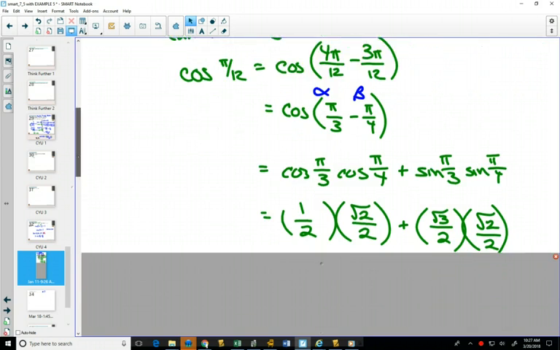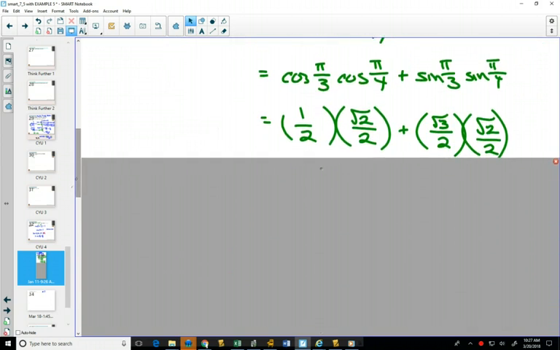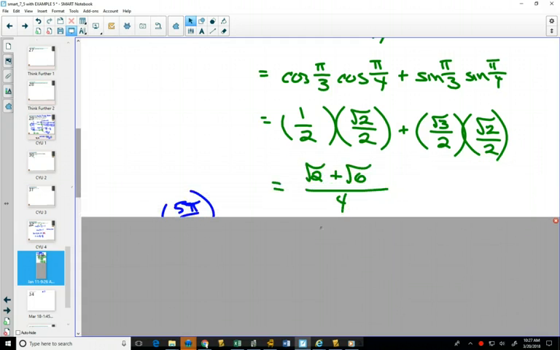We need to write our final answer as a single fraction. If you multiply the tops of your fractions and the bottoms, you'll see you'll have a common denominator of 4. Adding the tops, root 2 plus root 6, all over 4.